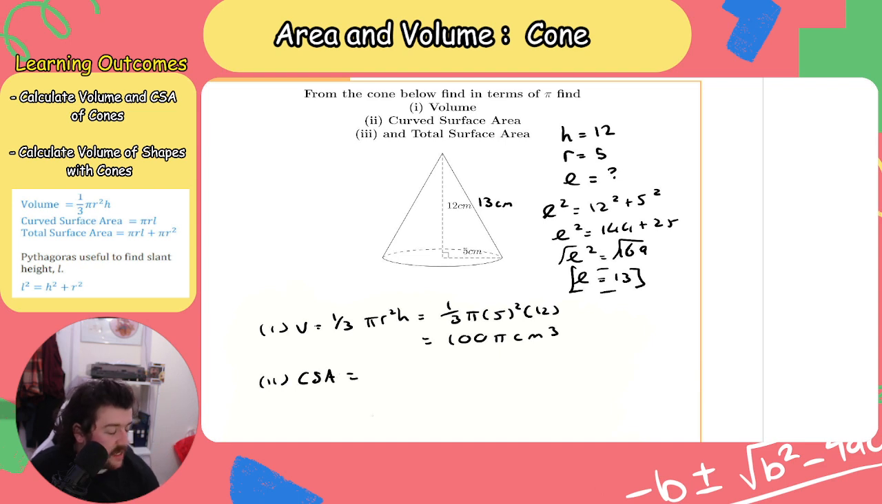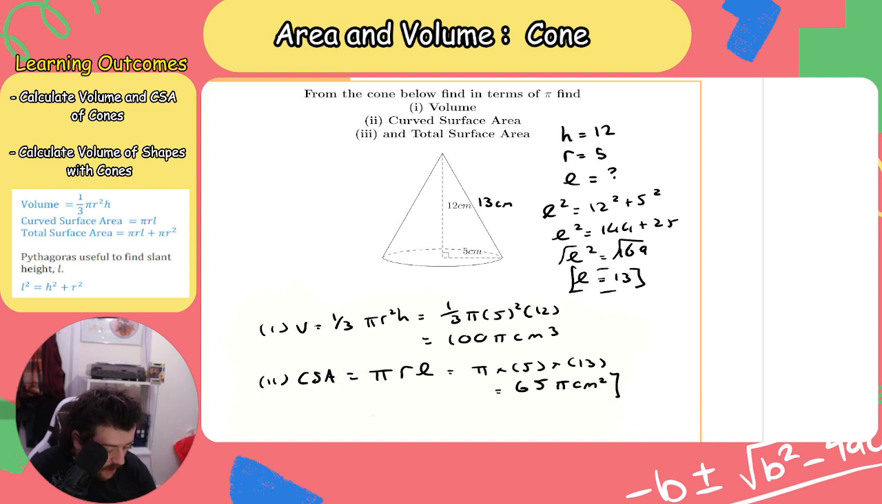Right, next one. Curved surface area. I just say CSA for curved surface area because it's easier. So that's given by pi r L. So pi times my radius times my slant height. So it'd be pi times 5 times 13, which is going to be 65 pi centimeters squared. Remember, centimeters squared because I'm dealing with area. My first part is centimeters cubed because I'm dealing with volume.